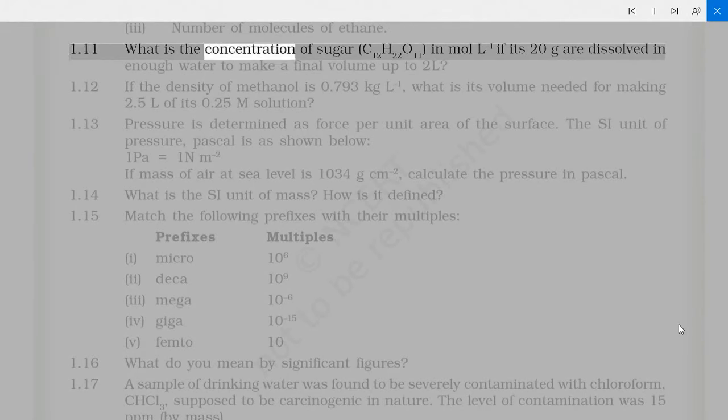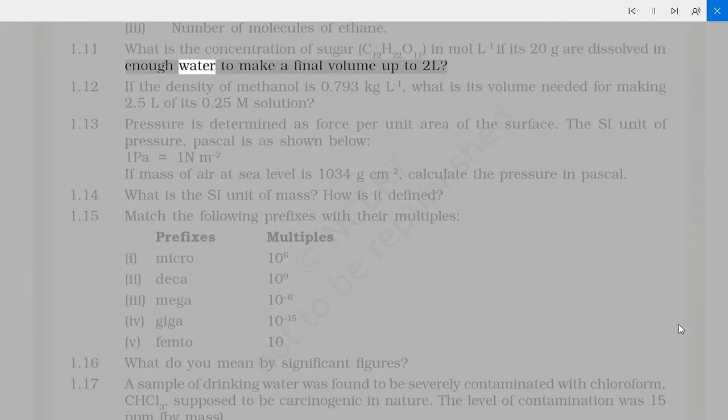1.11 What is the concentration of sugar, C12H22O11, in mol L^-1 if its 20 g are dissolved in enough water to make a final volume up to 2 L? 1.12 If the density of methanol is 0.793 kg L^-1, what is its volume needed for making 2.5 L of its 0.25 M solution? 1.13 Pressure is determined as force per unit.